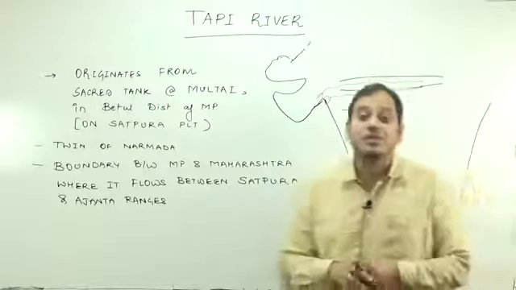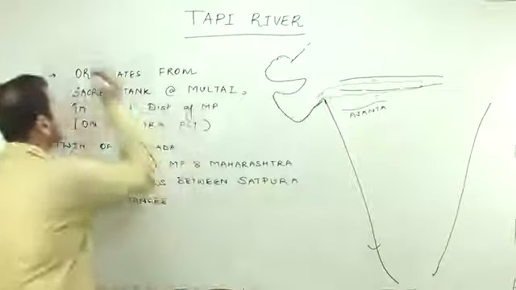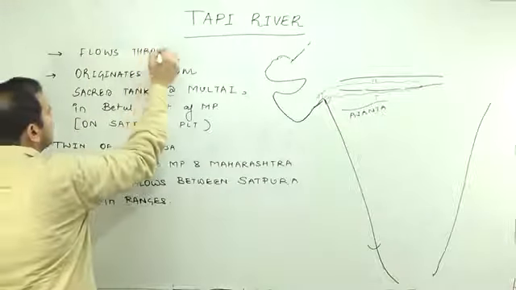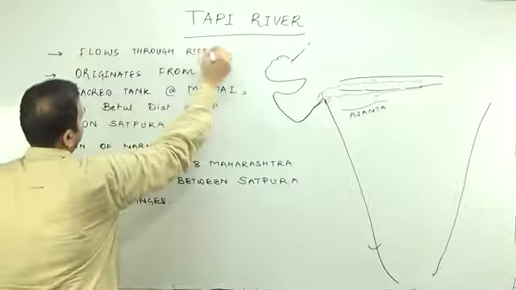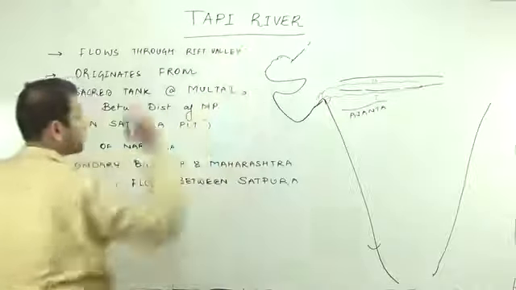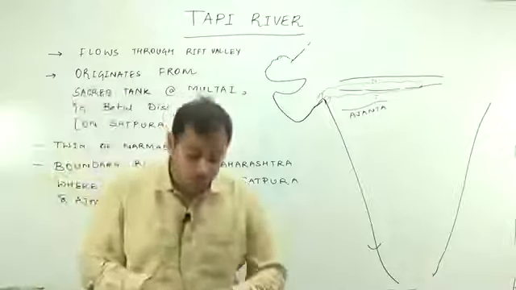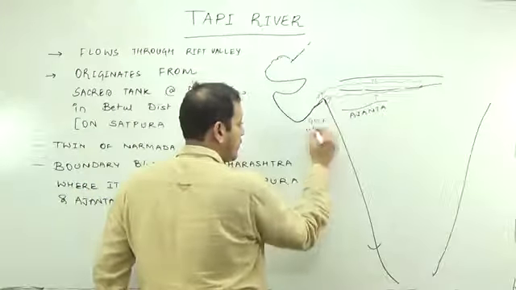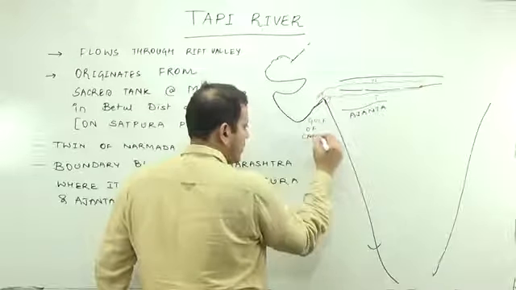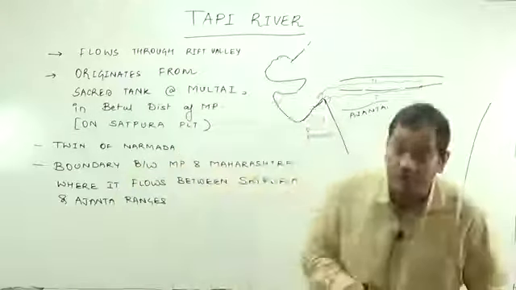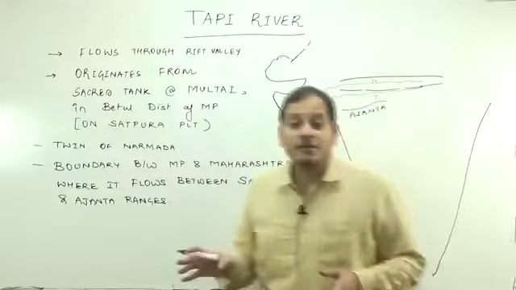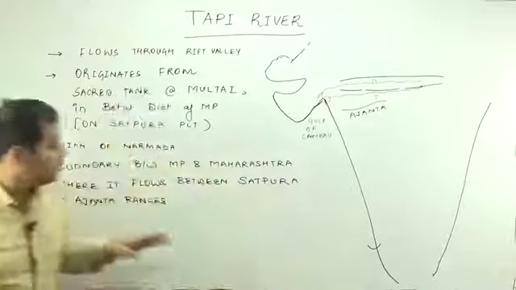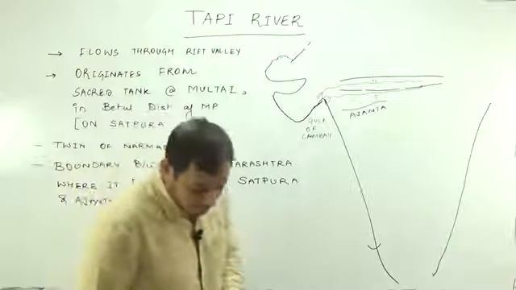So these are the important things about the Tapi. What you remember, Tapi is a river which flows through the Rift Valley. Which direction does it flow? It flows in the western direction. After flowing west, it drains into the Gulf of Cambay. It is known as a twin of river Narmada. It flows to the south of Satpura ranges, between the Satpura and the Ajanta ranges, and it forms a boundary between Madhya Pradesh and Maharashtra.